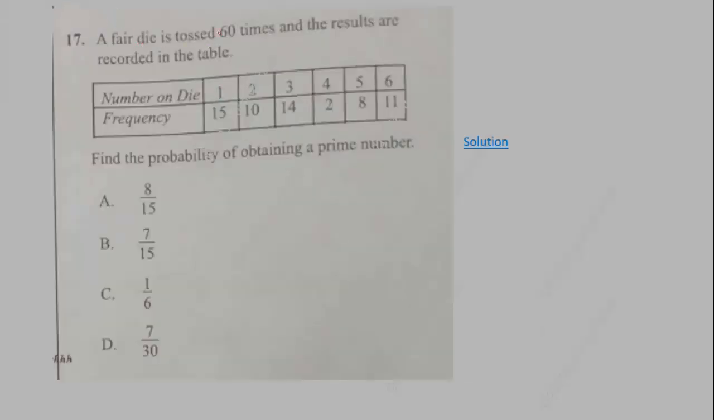Question 17. A fair die is tossed 60 times, and the results are recorded in the table as shown. Find the probability of obtaining a prime number. So the prime numbers are 2, 3, and 5. These are the frequencies. Add all the corresponding frequencies of the prime numbers, which is 10 plus 14 plus 8, and divide by the total outcome, which is 60. That will give you 32 over 60, which is the same as 8 over 15.